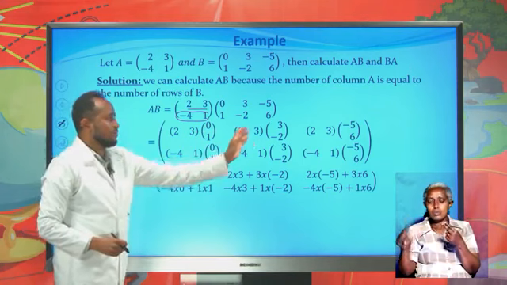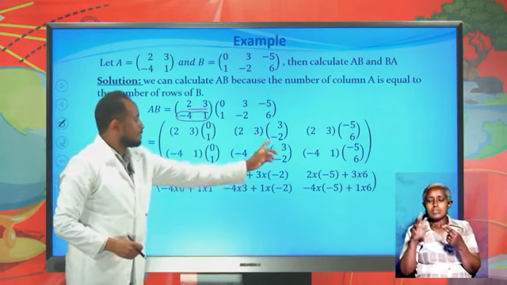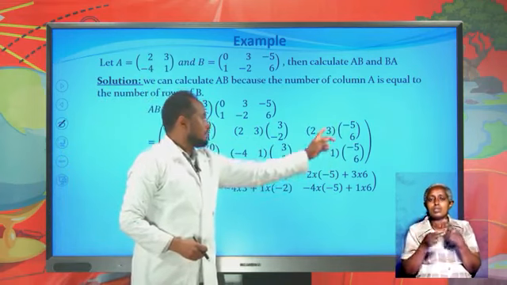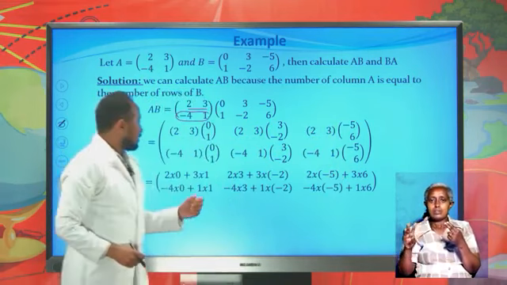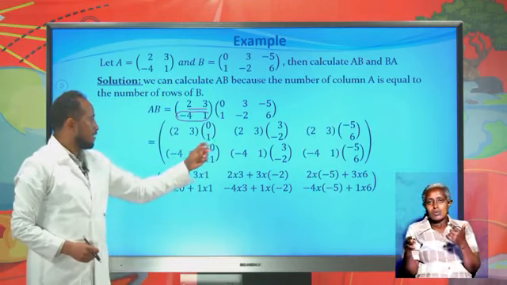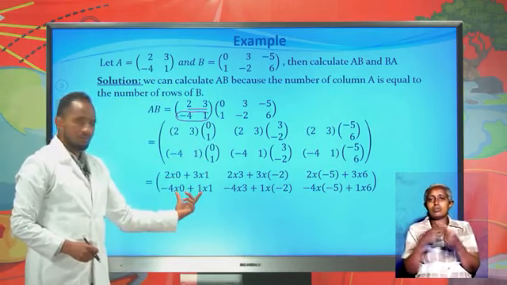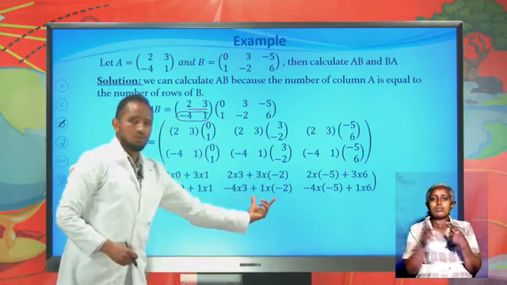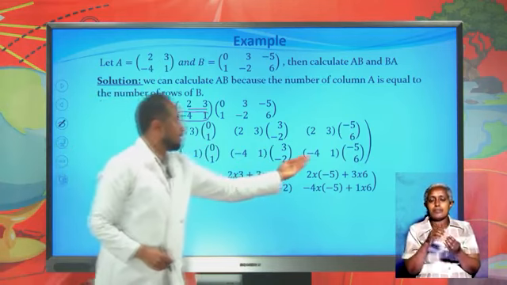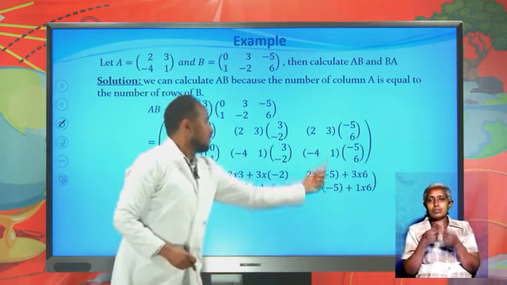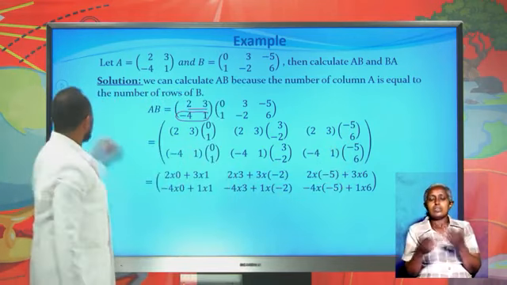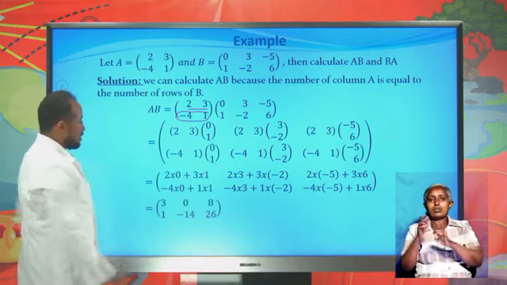And this also 2 multiplies 3. 3 multiplies minus 2. You get this. And here 2 multiplies minus 5 and 3 multiplies 6. For the second row, minus 4 multiplies 0 and 1 multiplies 1. Here minus 4 multiplies 3, 1 multiplies minus 2, and you add. Again here minus 4 multiplies minus 5, 1 multiplies 6, and you add. So this is it. Simplifying or evaluating this, you will have this one.